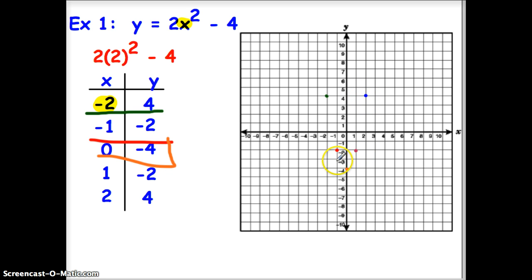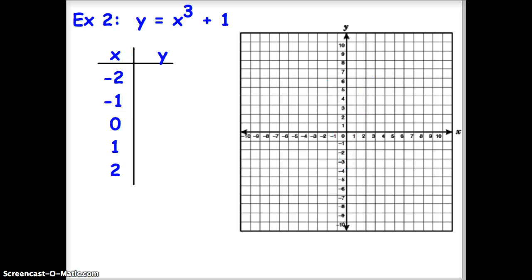When you're dealing with this, the center point, make sure it's nice and rounded. You don't want any pointed edges. So round it out here. And this is going to be that U-shaped parabola or a quadratic equation. Let's look at the next one.